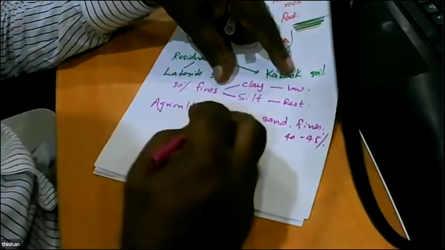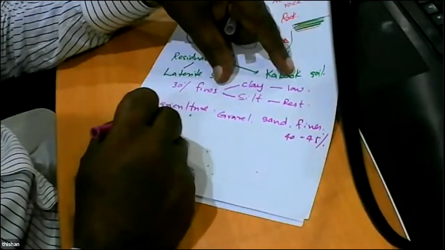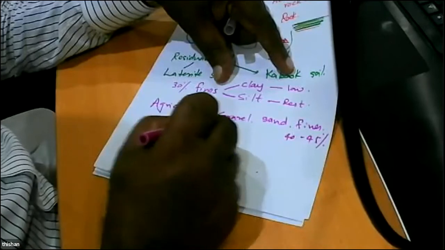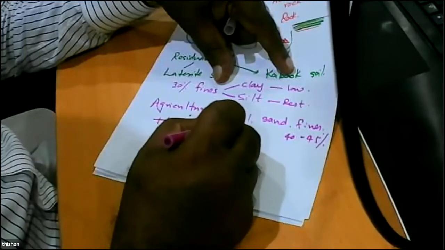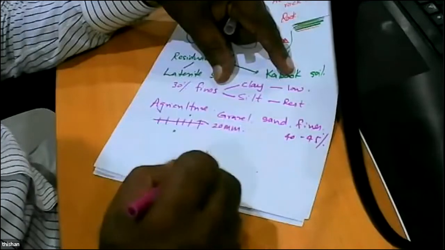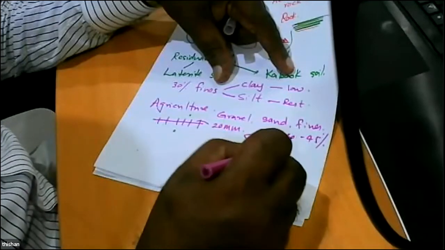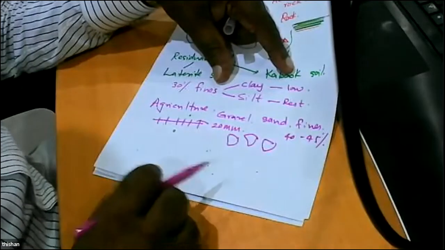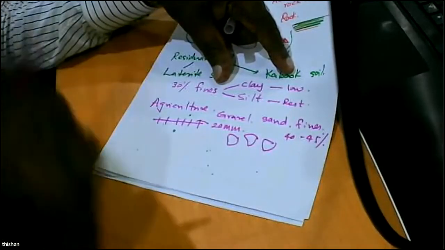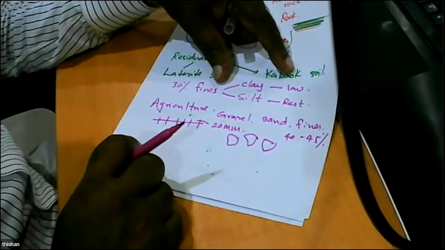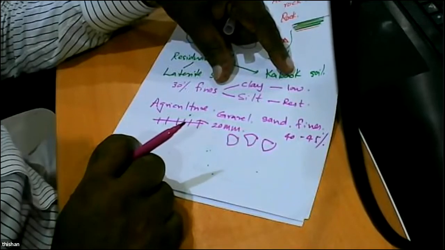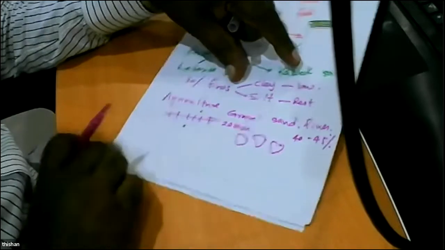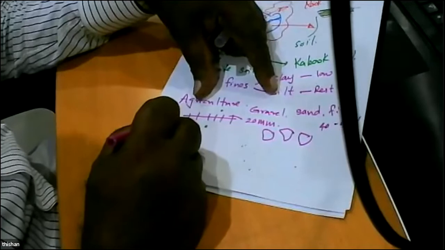If you want to use this soil for agriculture, the first thing you have to do is sieve it through something like a 20 millimeter sieve. Get rid of all the gravel and big particles, and only then can you use it for agriculture. Large particles are not desirable for agricultural activities. Then we also have another problem. We have silt.